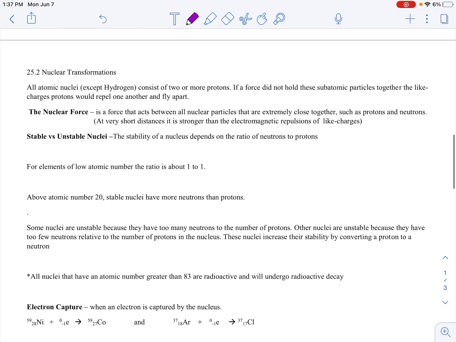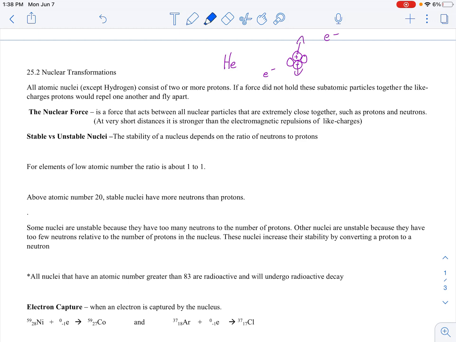Let's do the next part here. Nuclear transformations. So all atomic nuclei, except for hydrogen, consist of 2 or more protons. If a force did not hold these subatomic particles together, the like charges of protons would repel each other and we would fly apart. So if I just take a look at helium, right? Helium has these 2 electrons on the outside, and then inside the nucleus itself, once again, we have 2 protons and 2 neutrons.